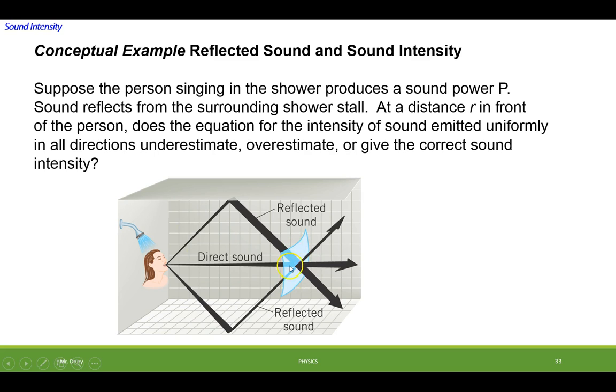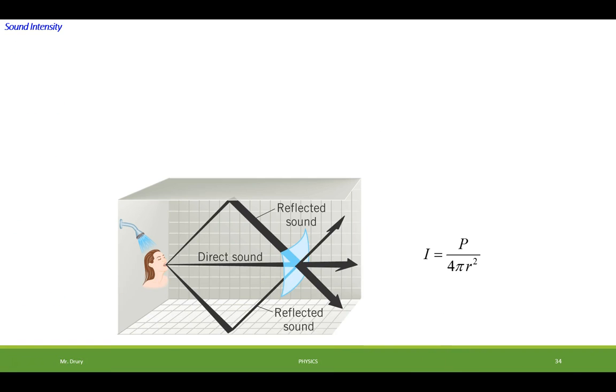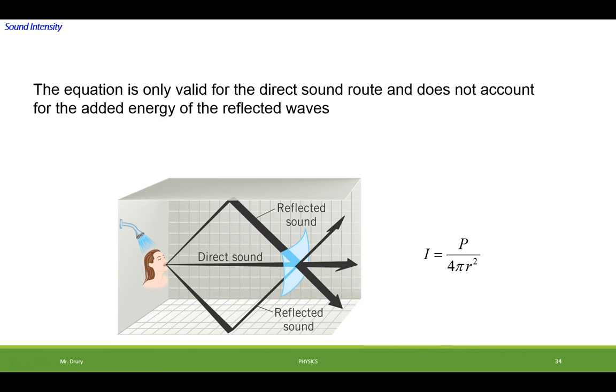Alright, so the equation we just learned, is that going to give us the correct value for the intensity at this point? Using this equation, the answer is no. The equation really is only valid for direct sound routes and does not account for the added energy of the reflected waves. So it didn't add this, nor did it add this to it. Okay?